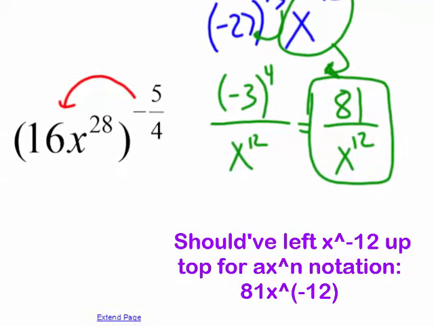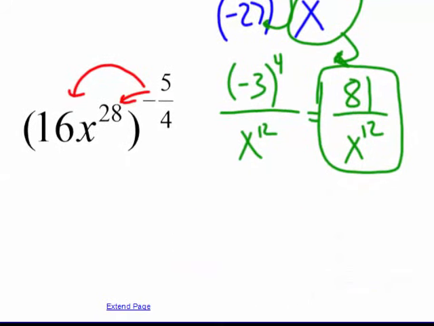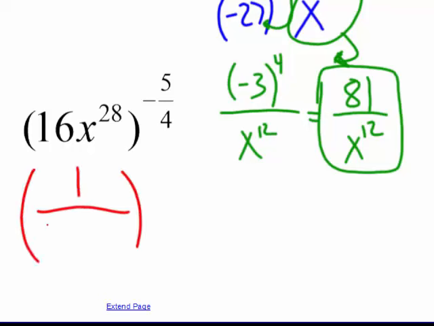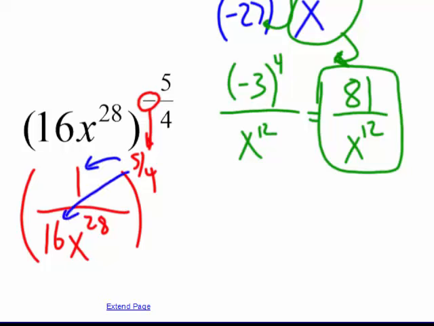Going on to the next one, distribute. Or even before I distribute, what could I do? Could I get rid of this negative exponent? Sure. I could rewrite this as 1 over 16 to the x to the 28th to the positive 5/4. So that becomes positive now once I flip it. And now I can give this exponent to everything. So the 1 doesn't change. And then I got 16 to the 5/4.